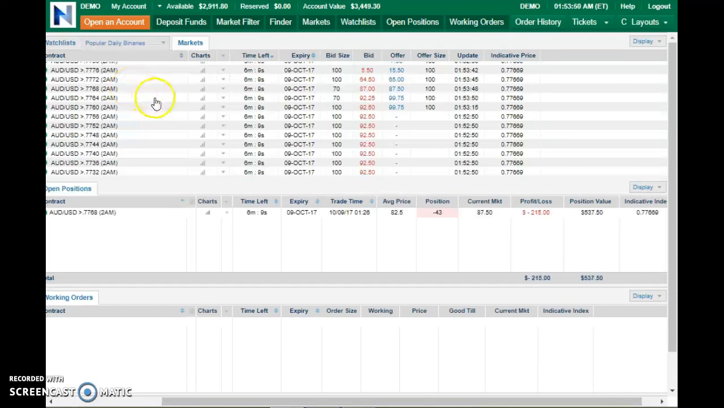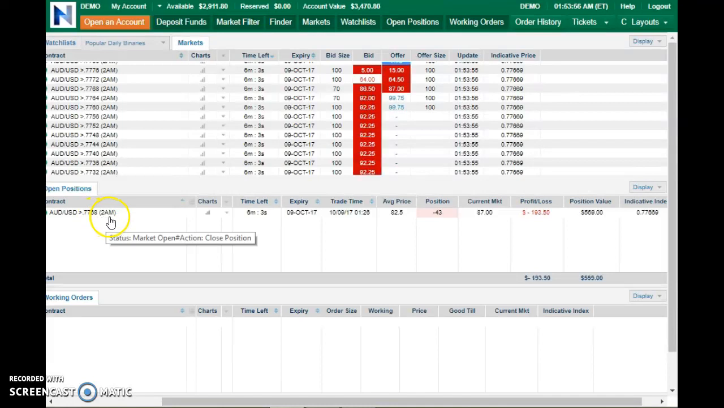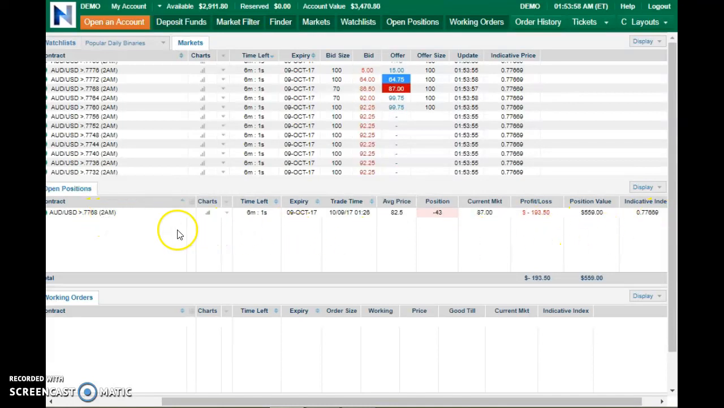Got into another trade. I put a little bit over $700 on this risk. In this trade for 77.68. It's currently 2 pips down. Got 6 minutes left. I got a pretty good price on this. $82. That was awesome. You can do the math on that. That's a nice amount of profit.